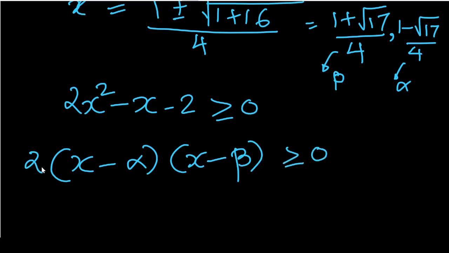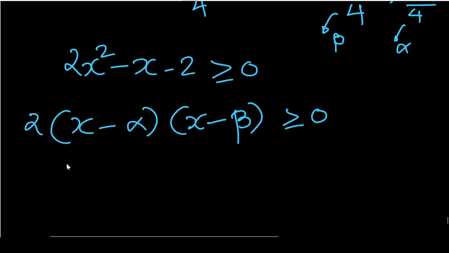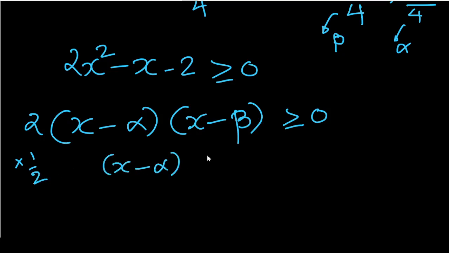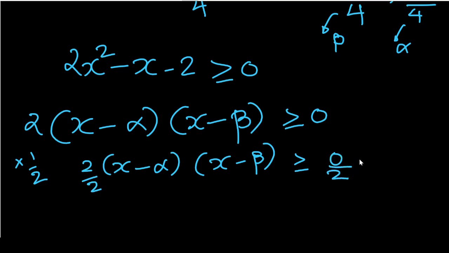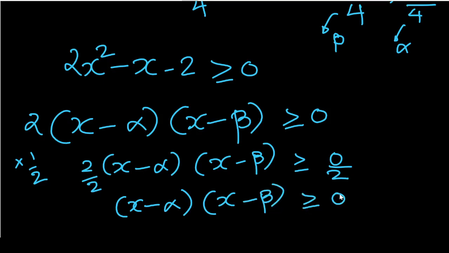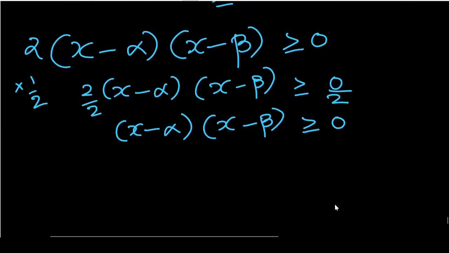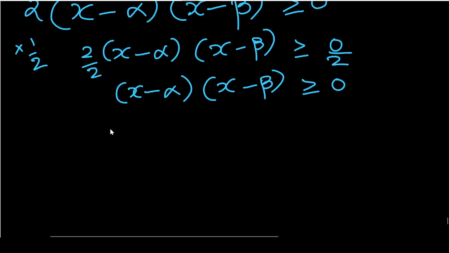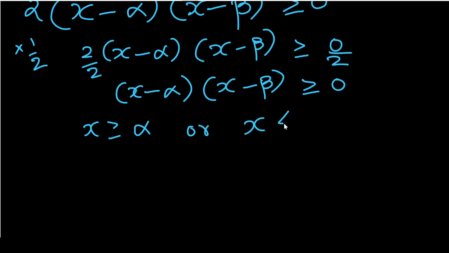The leading coefficient 2, and if you multiply by 1 by 2 both sides, this will be 2 by 2 greater than equal to 0 by 2. 0 upon 2 is 0. So the multiplication of a positive constant doesn't matter. Okay, so it becomes this only: x minus alpha, x minus beta greater than equal to 0. From the formula we know that it is x greater than equal to alpha or x less than equal to beta. So that is directly the answer we can write.